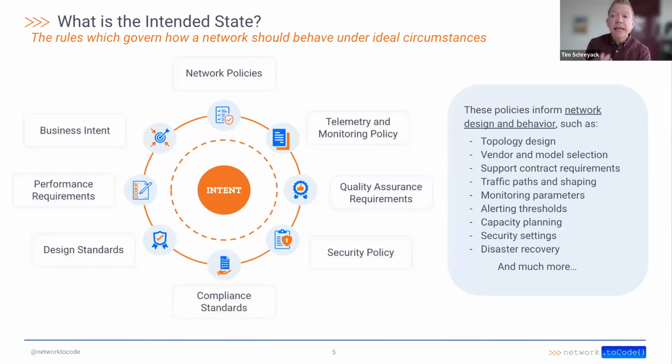Typical things that we might contain in that network source of truth are our network policies, rules and configuration that govern the behavior and management of network traffic; our telemetry and monitoring policies, definitions used to configure monitoring telemetry systems; quality assurance requirements, the testing requirements that we might have; our security policies, the guidelines and rules that define how our network should be protected from unauthorized access, attacks, data breaches, etc.; compliance standards, business and government requirements that we have to implement or adhere to, ensuring that we meet our regulatory standards; design standards, performance requirements, business intent. All of these ideas that are expressed in how we actually form and operate our network are the ideas that we express into our network source of truth.